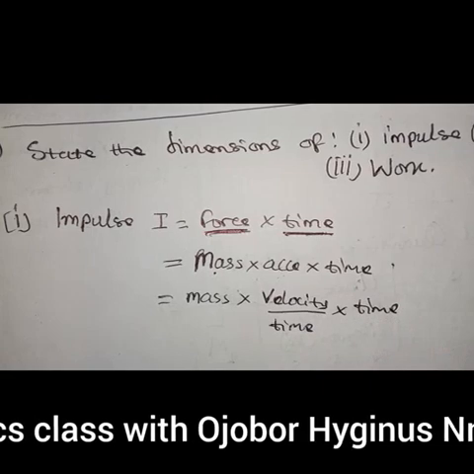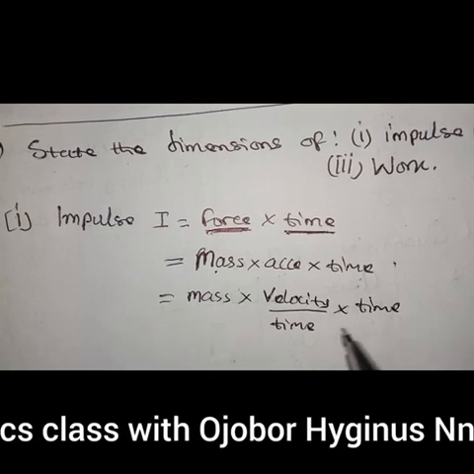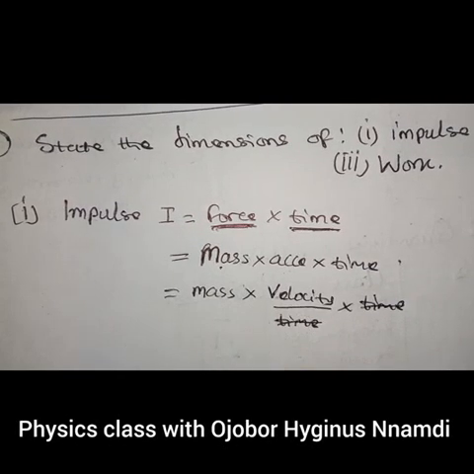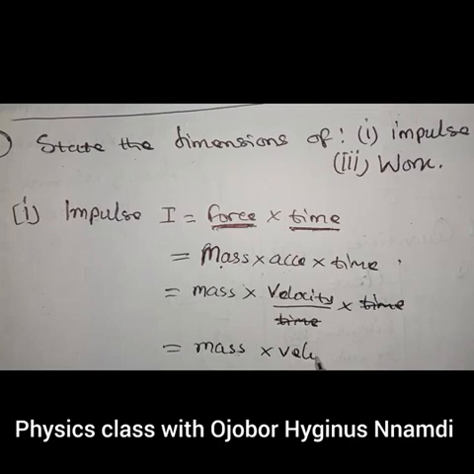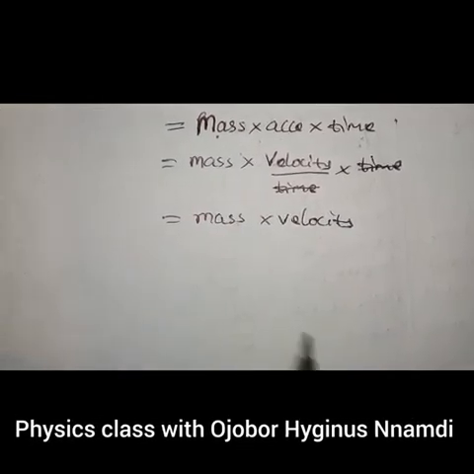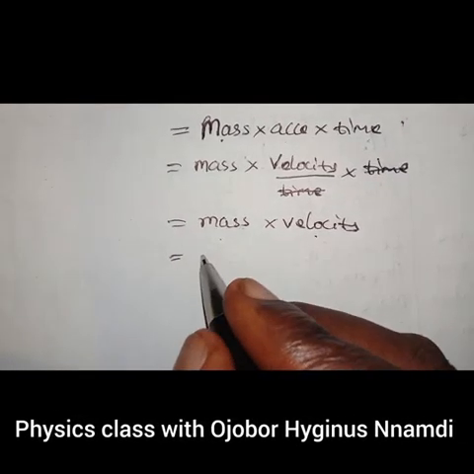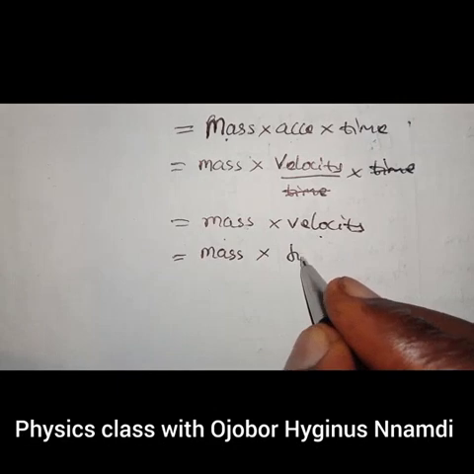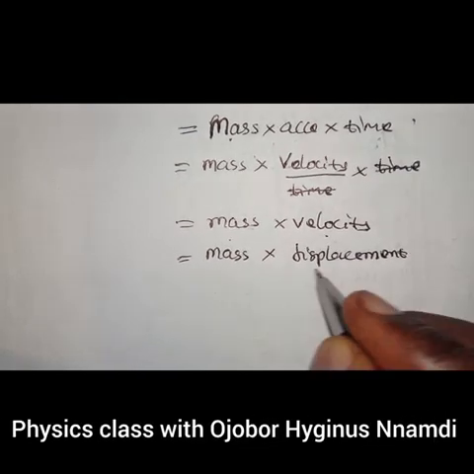Of course, in our mathematical system, because it is multiplication, this time can cancel this time and it is reduced to mass times velocity. This is how you determine dimension. You begin to break it down until you have only fundamental quantities. Now if you look at mass times velocity, mass is in the fundamental quantity, but velocity is not there. So we have to break down velocity again. We write the mass times the velocity. Velocity we know is displacement over time. I have stated that before.